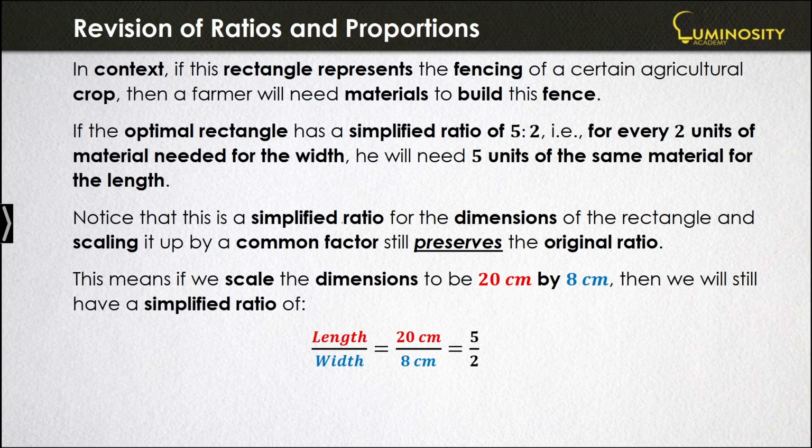All right, so in context, if this rectangle represents, for example, the fencing of a certain agricultural crop, then a farmer will need materials to build this fence. So if the optimal rectangle has a simplified ratio of 5:2, that means for every 2 units of material needed for the width, he will also need 5 units of that same material for the length.